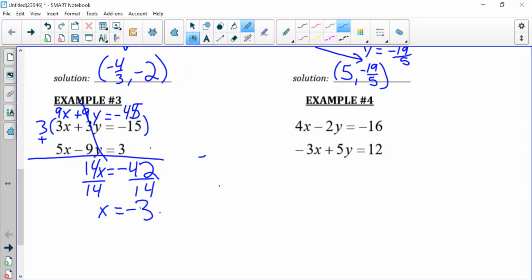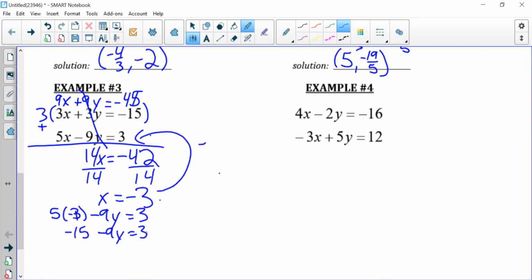I need to plug this back into one of my equations and solve for y. Let's just plug it into the second one here. So 5 times negative 3 minus 9y equals 3. 5 times negative 3 is negative 15, minus 9y equals 3. Scrolling down.